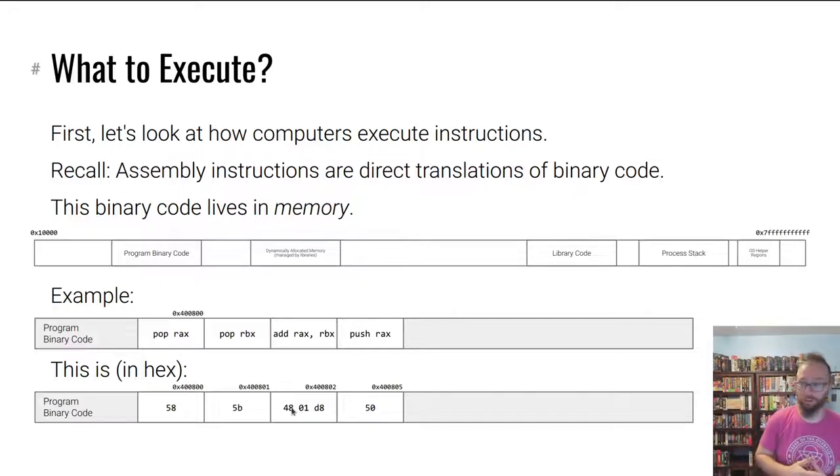X86 is what is called a variable width instruction set architecture. Most popular architectures are variable width. I will back that statement up in a second. Depending on the instruction, there's a different amount of bytes that's going to encode it.